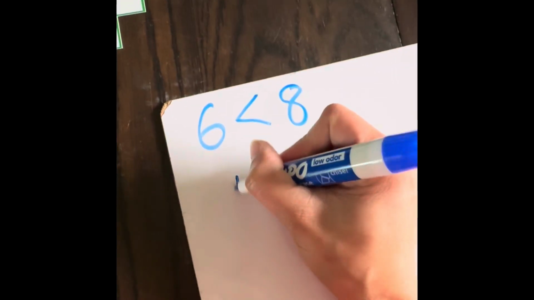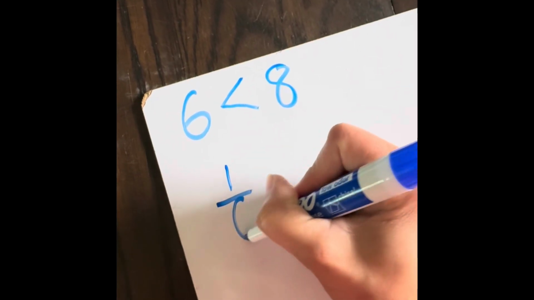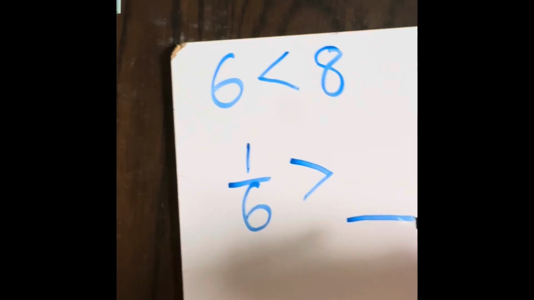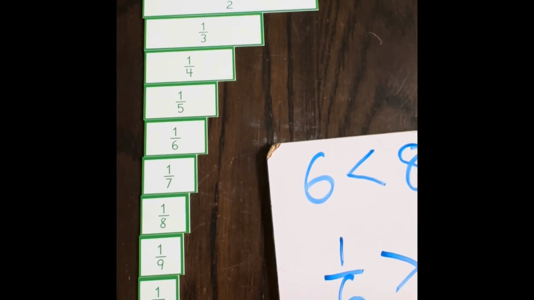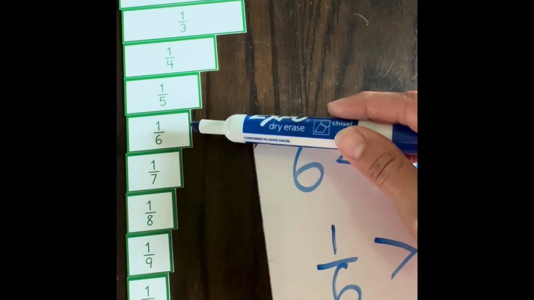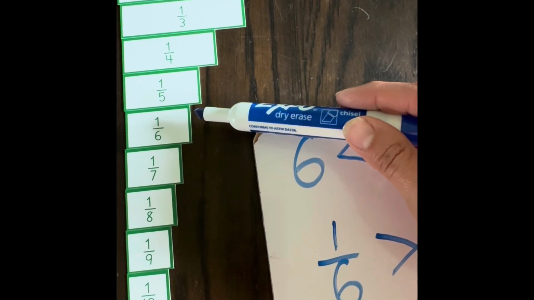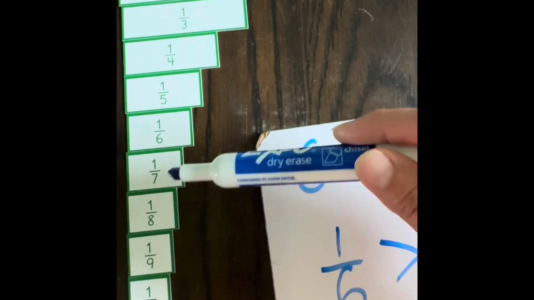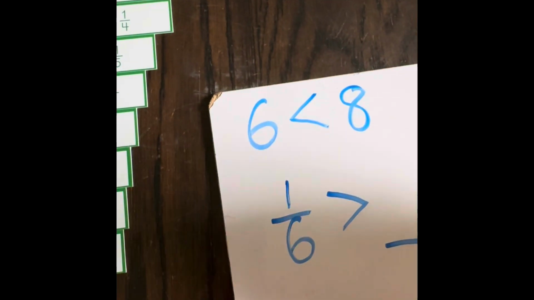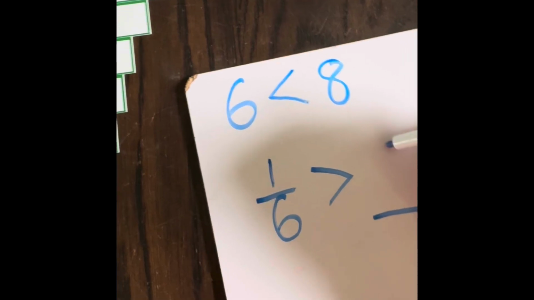If I were to write part of an equation, 1/6 is greater than, what is something I could put in this space? Looking at our fraction pieces, 1/6 is greater than what? There's 4 options right here written down. We've got 1/7, 1/8, 1/9, or 1/10. We could put any of those in there. I'm going to go ahead and use 1/7.